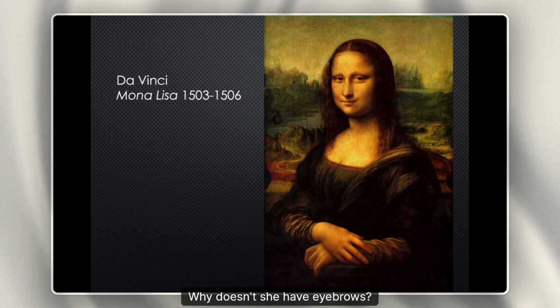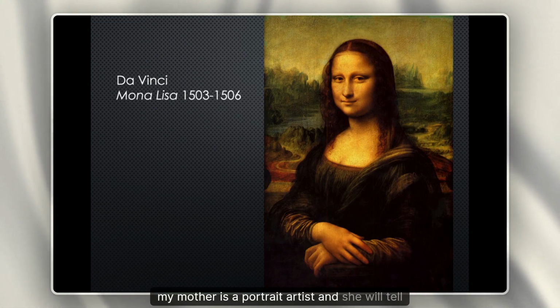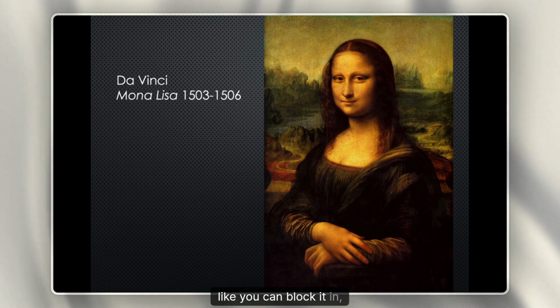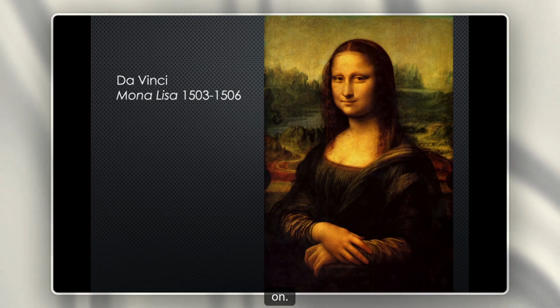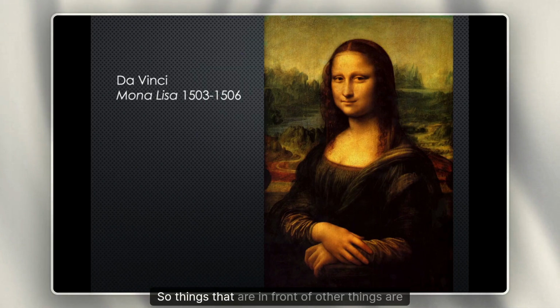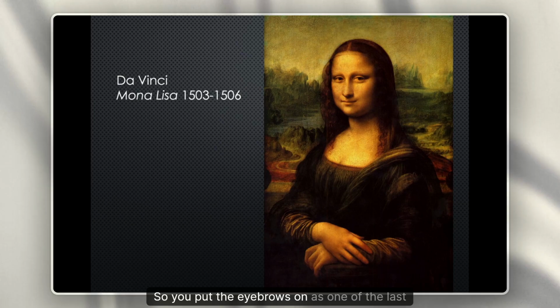Why doesn't she have eyebrows? Well, I've got one theory for you. There's many. My mother is a portrait artist, and she will tell you that hair happens last. You can block it in, but you can't do hair first and then put skin on, because then your hair is under your skin and it won't look right. So things that are in front of other things are done last. So you put the eyebrows on as one of the last things you do when finishing a face.